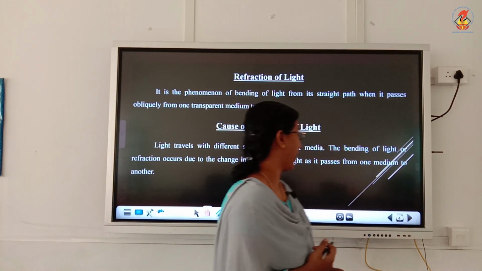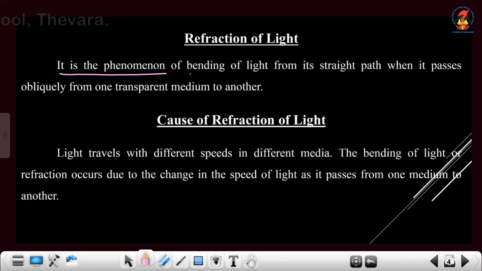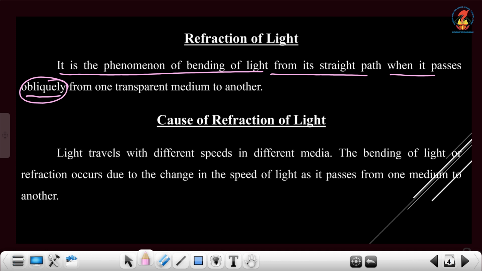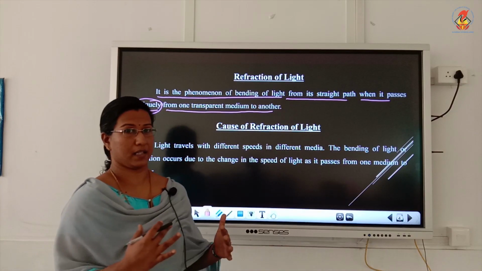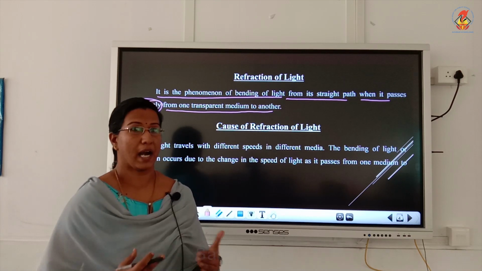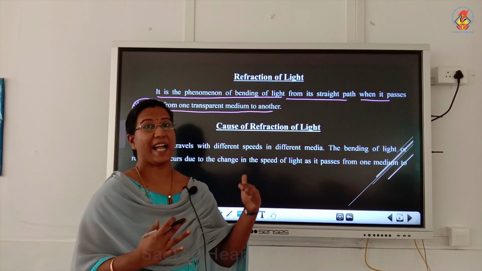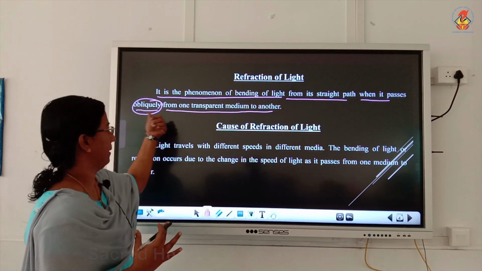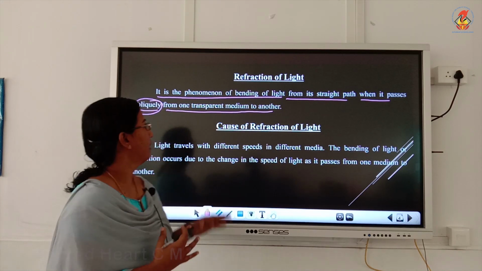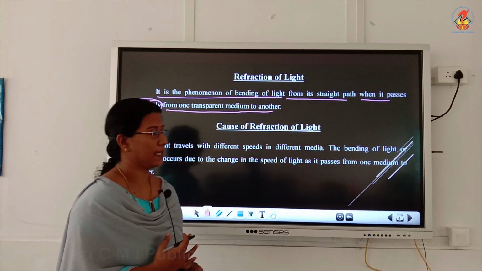So what is refraction? Well, it is the phenomenon of bending of light from its straight path when it passes obliquely, this word is very important, obliquely, from one transparent medium to another. The phenomenon of bending of light from its straight path, if the light falls at an angle, that is what we mean by obliquely, on the medium, then from one transparent medium to another.